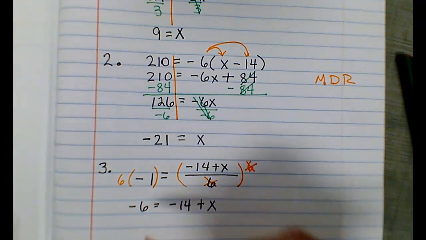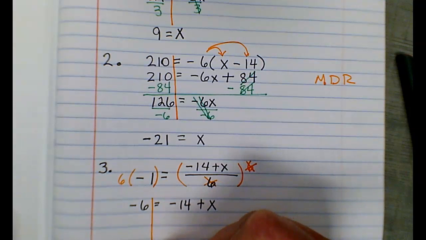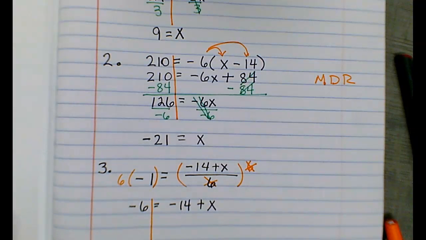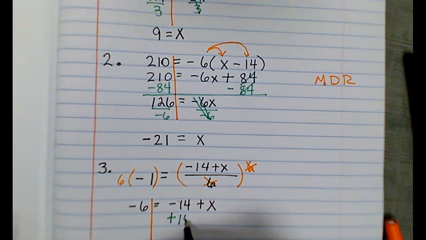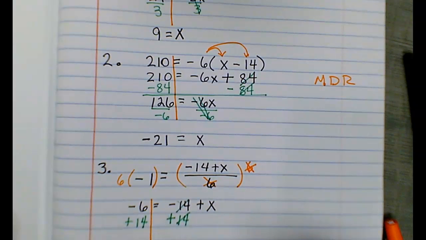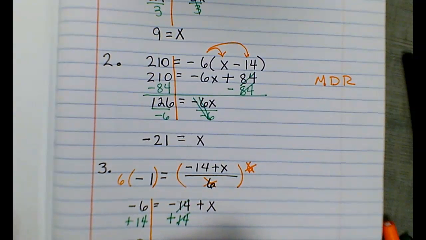I am solving for the x. I need the x by itself. I need to get rid of the 14. The opposite of minus 14 is plus 14, so that the 14s will cancel out. Negative 6 plus 14 would give you an 8.